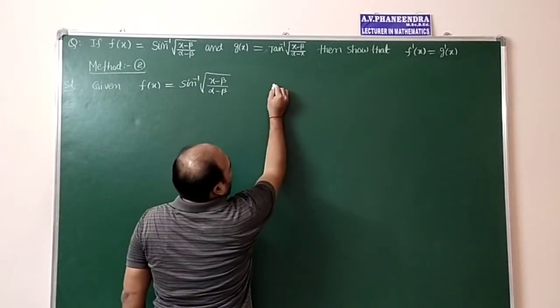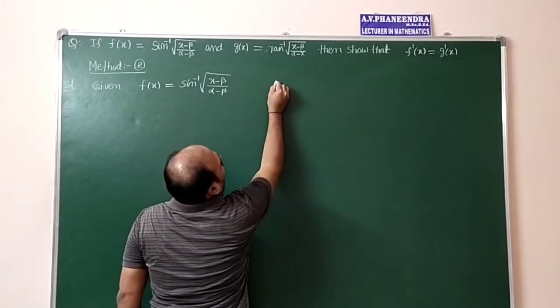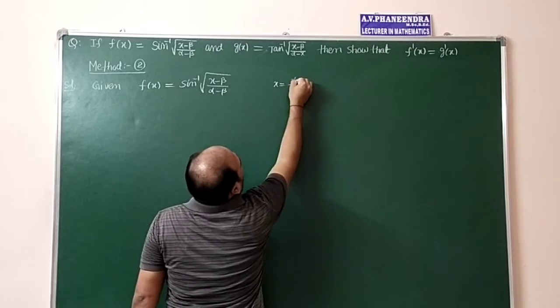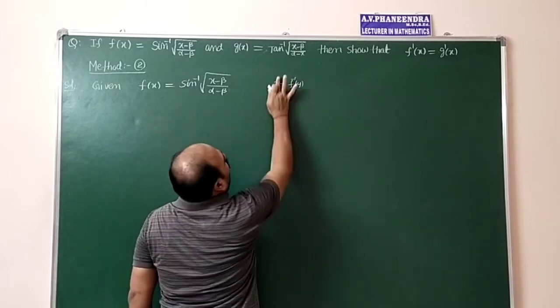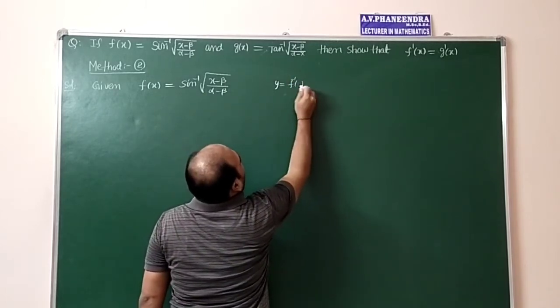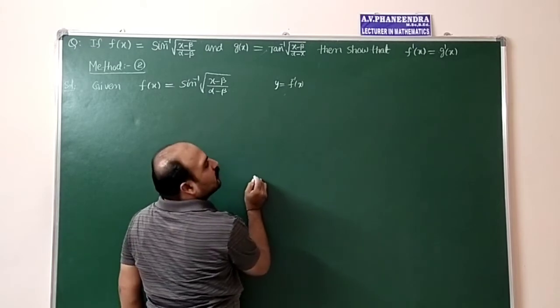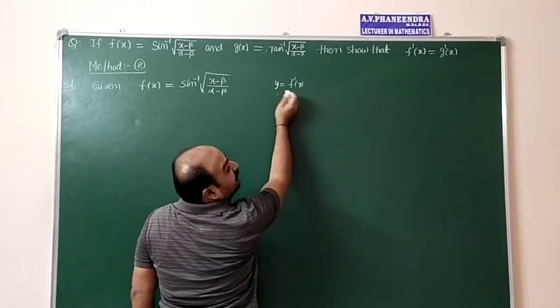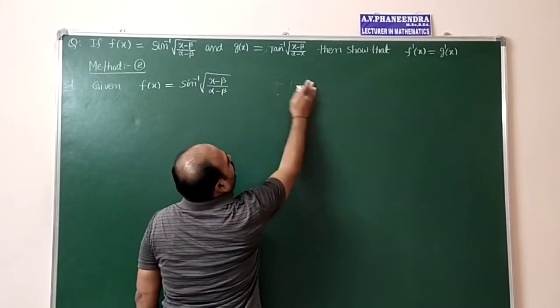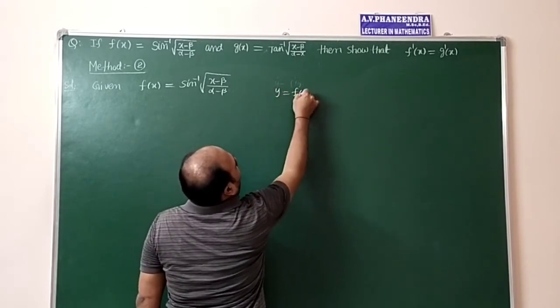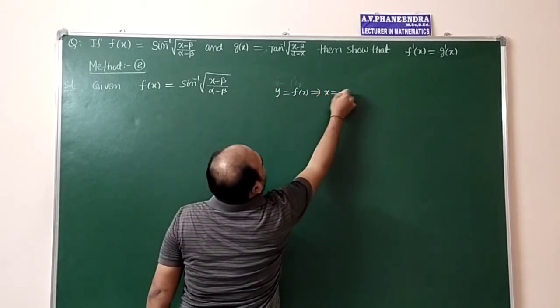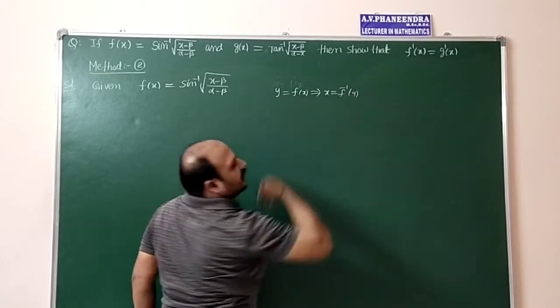We know that x is equal to f inverse of y or y is equal to f inverse of x is there. How can you write it? It is x is equal to f of y or y is equal to f of x. Y is equal to f of x, that implies x is equal to f inverse of y. Like this we will write it.